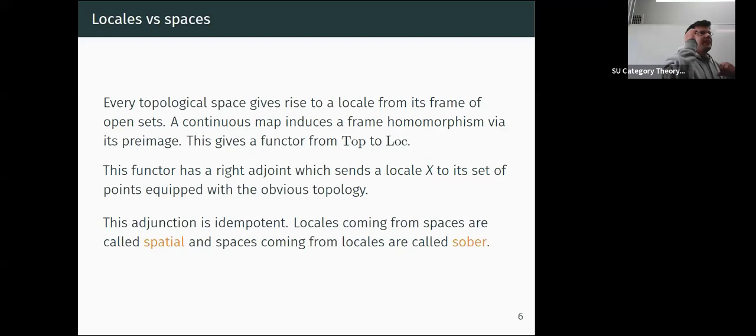On the other hand, in the constructive setting, spatial is a big restriction. So coming from a space is really not something we want to impose, at least in the constructive setting, which we'll see later, because even the real numbers, constructively, you can't show that they're spatial. So if you care about the real numbers, you need to care about non-spatial locales.